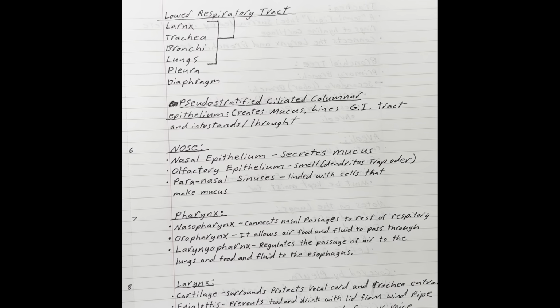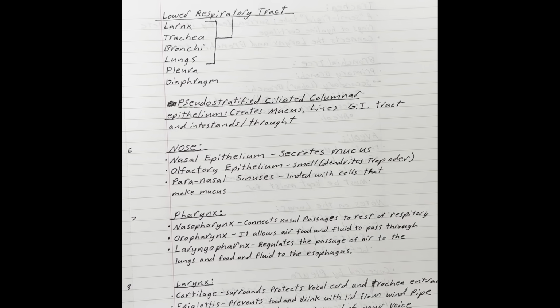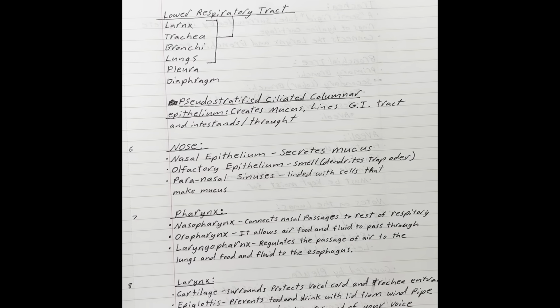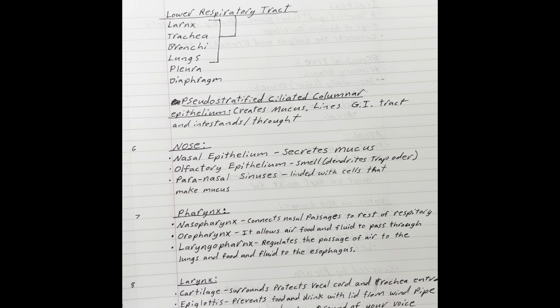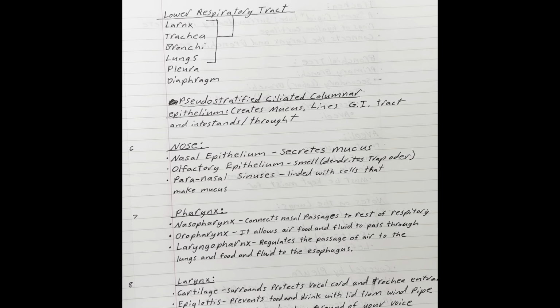Pseudostratified ciliated columnar epithelium creates mucus and lines the respiratory tract.